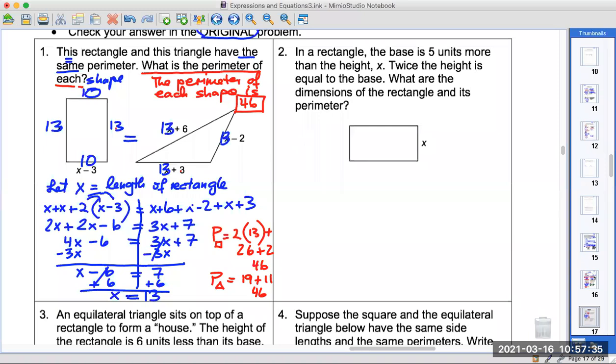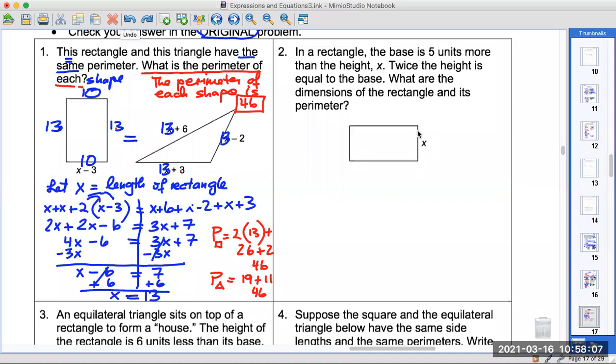All right. In a rectangle, there's our rectangle. The base is 5 units more than its height x. So they call this base and height. This is your base, and this is the height. You could also call it length and width. I'm not going to write that there. You don't have to. I just wanted you to see it. In most problems, it's called length and width, base and height.